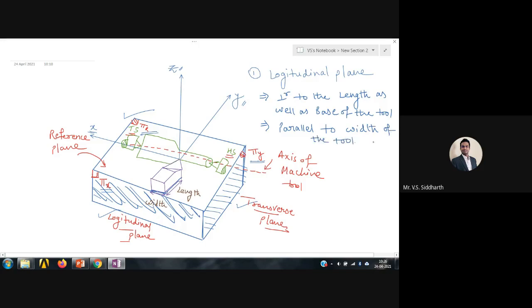Is it okay if I write like this? Anyone having any doubt? Just observe once. See, this is the length, this is the longitudinal plane. If you keep this plane here, you see that it is perpendicular to the length. This is the base of the tool. So base also, it is perpendicular to the longitudinal plane, right? Similarly, you tell me how can I write about the transverse plane?